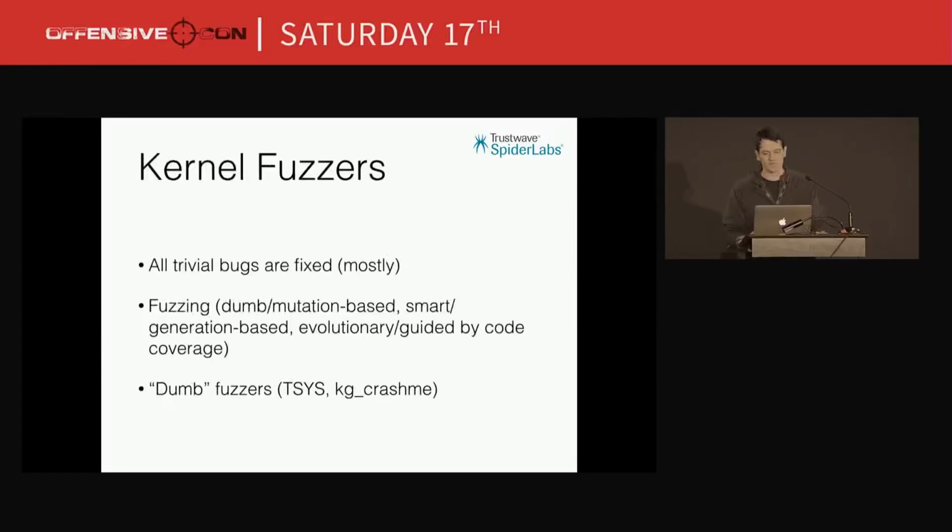I think now we're at the stage where most trivial bugs are fixed. We've had several iterations of fuzzers. We've started with dumb fuzzers, then template-based fuzzers, now code coverage-based fuzzers. And dumb fuzzers essentially just take some random data, take a syscall or an ioctl and just pass that random data to the syscall, and then mutate that data using some static or dynamic strategies, and then try it again.